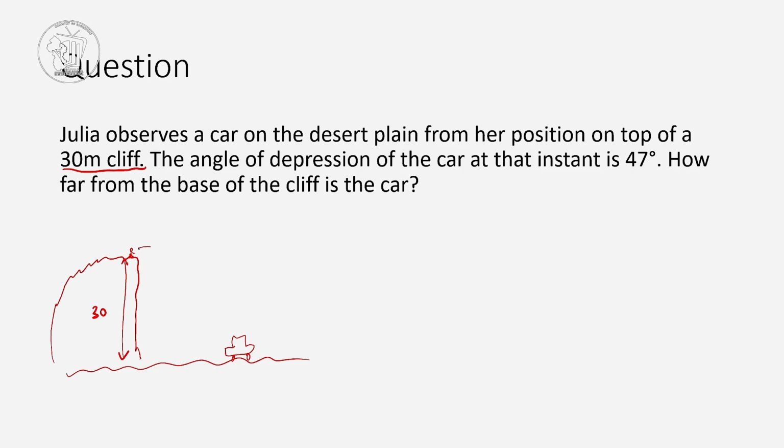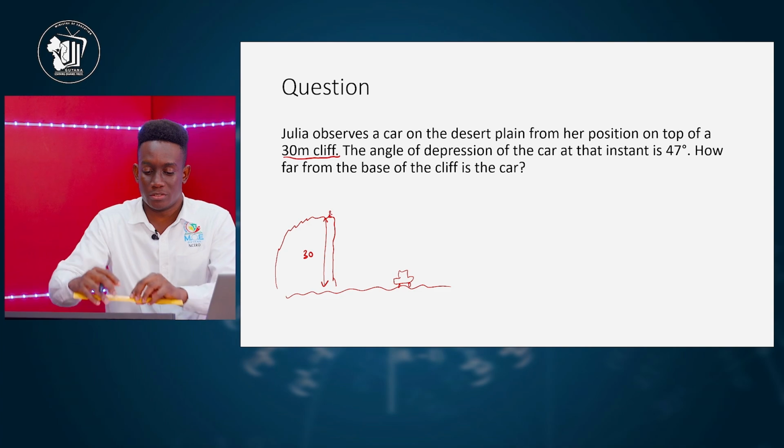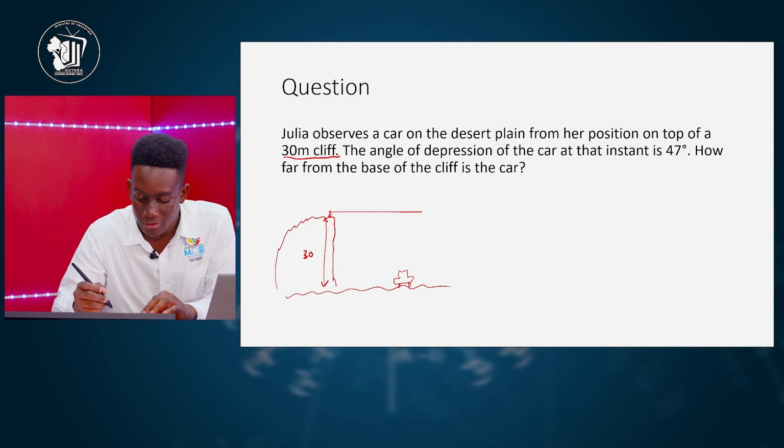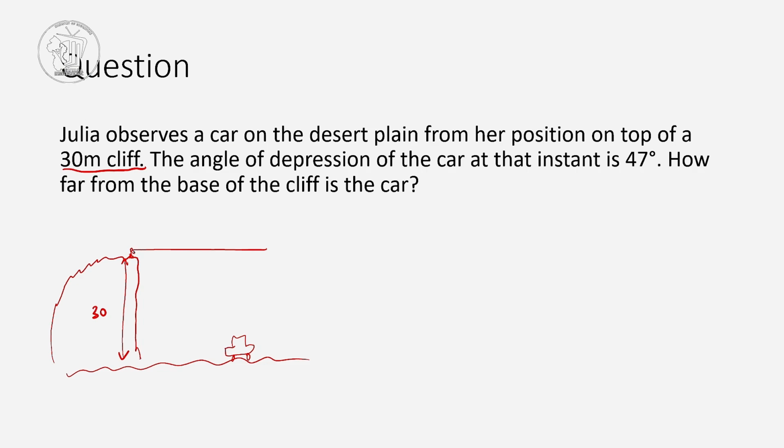So when Julie looks straight in front of her, so let me use the ruler, Julie looks straight in front of her. And then when she looks down, this angle is 47 degrees. So they want to know how far from the base of the cliff the car is. So let's isolate this diagram. Let's take out the noise.